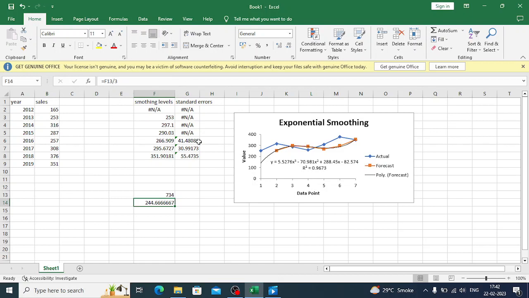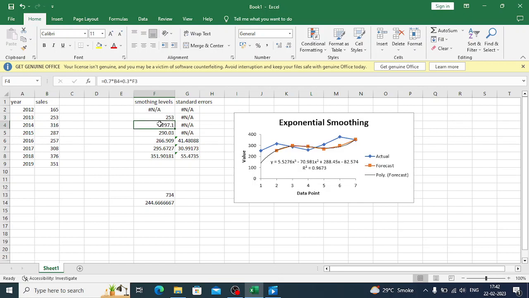Okay, and standard errors are nothing but the variation of actual values to the predicted value. That means here the smoothing levels have been calculated with 257, 308 and this one. So only 3 values have been calculated. Just consider the square root of the sum of the squared differences. Now if you go for this one, the formula has already been defined.